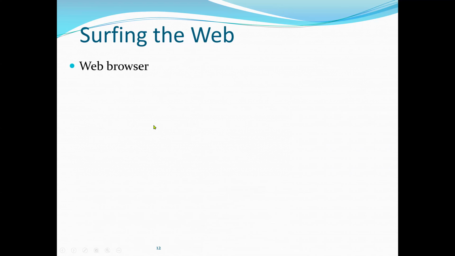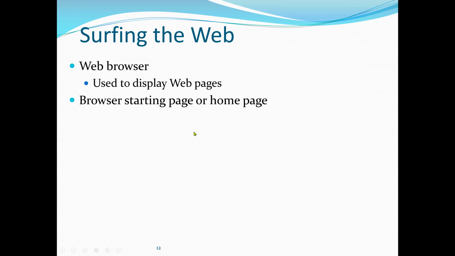Now, how do we browse the internet? We need a web browser. A web browser is a special software that is used to display web pages. Then the browser's starting page, or the home page.